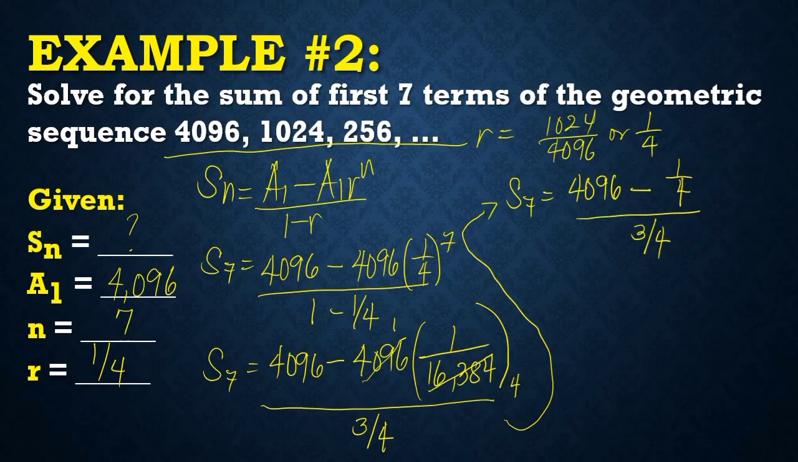Now, 4096 minus 1/4. Magiging ganito siya. Yung LCD ay 4. And then ang denominator ng 4096 ay 1. So 4 divided by 1, that is 4 times 4096 magiging 16,384 minus 1 over 4. 4 divided by 4, that is 1, times 1, 1 pa rin.